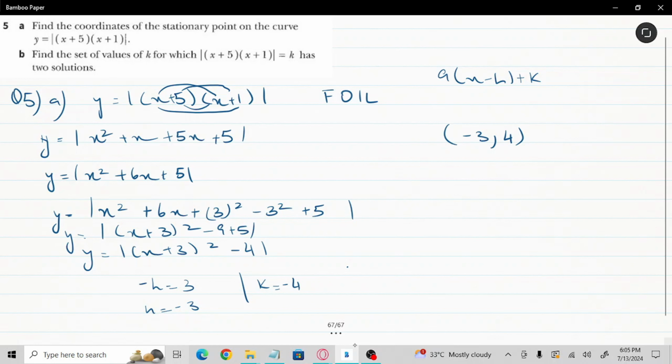What they asked us in part B is to find the set of values of k for which |(x + 5)(x + 1)| equals k has two solutions. So what they are asking is basically to find the set of y values for which the graph has two solutions for the quadratic equation, x squared plus 6x plus 1.